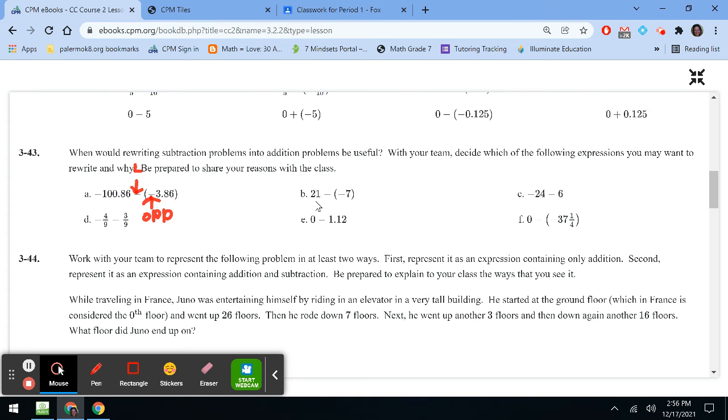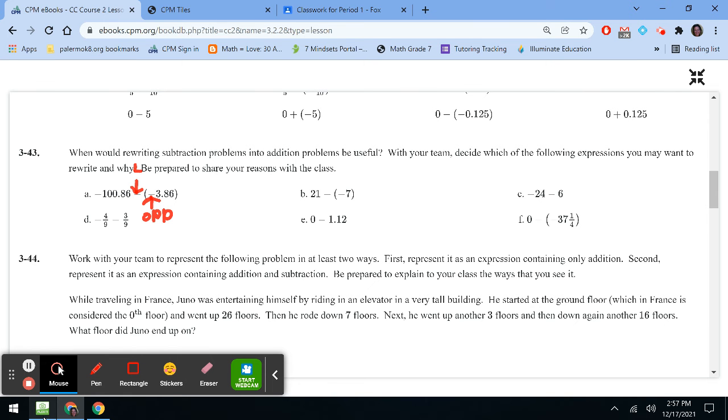So we have this one right here. We have 21, and we are removing negative 7. If I was doing integer tiles with this one, I don't have enough to take away, which means I have to add 0 pairs. But if I look at it this way, where I'm going to the left, but I'm going to the opposite of the left, which means I'm going to the right, my addition problem is going to be 21 plus 7, which is easier for me to calculate.